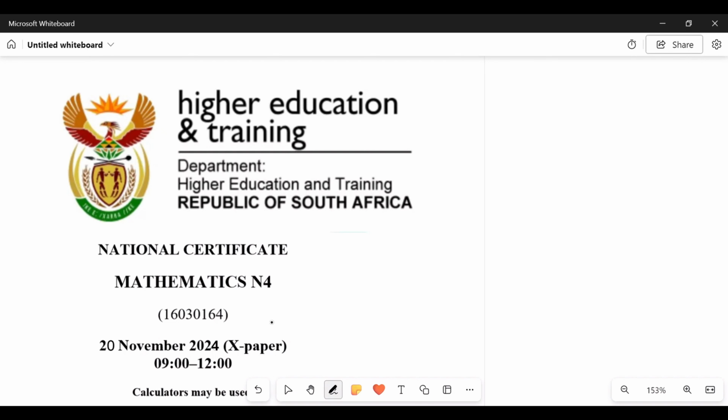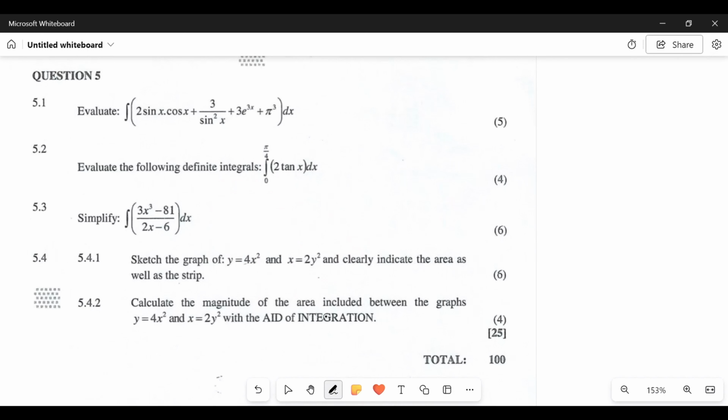Now that we are done with all this intro, we're about to look at question 5 and let's see if we are able to solve it. So here's our question 5. As you can see, question 5 consists of 5.1, 5.2, 5.3, 5.4, which has 5.4.1, 5.4.2. So we're going to start with 5.1 and then we're going to copy this question here, paste it where there is space, and let's try to solve this problem.